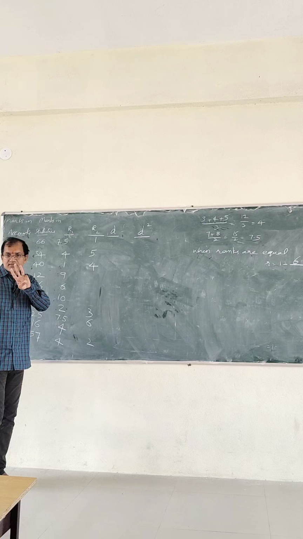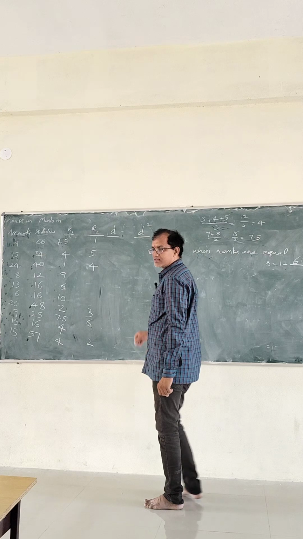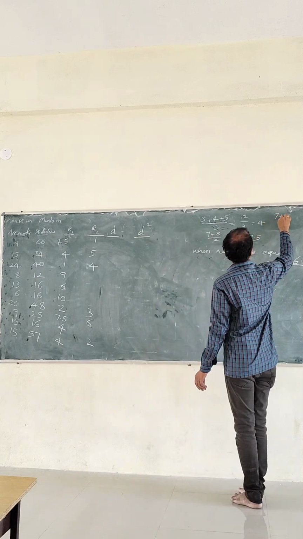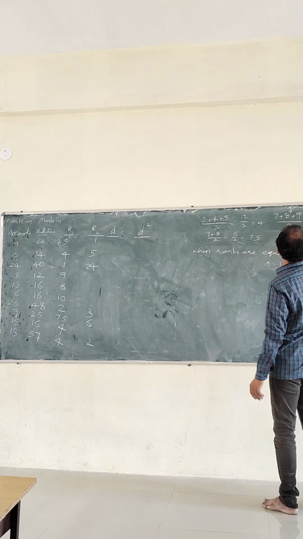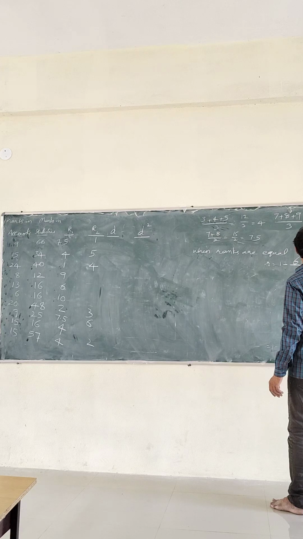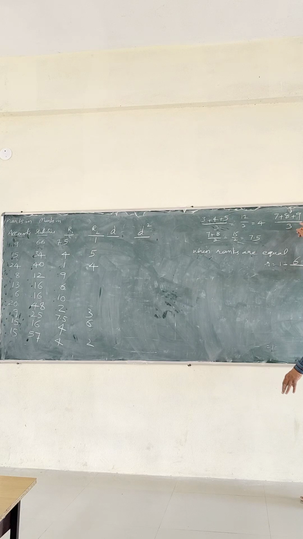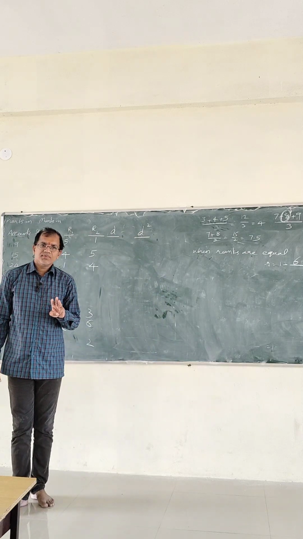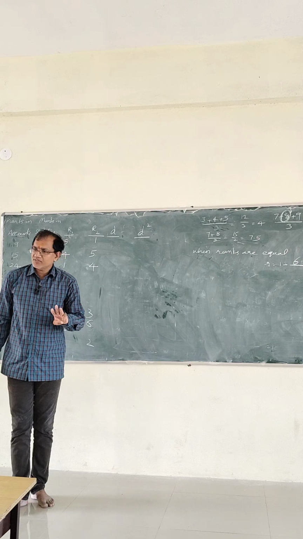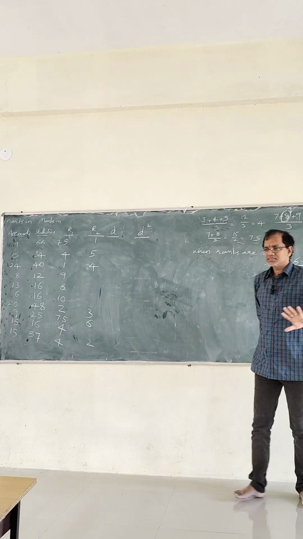What are the next ranks? 3 ranks you have to allot, 7, 8, and 9. By 3. 7 plus 8 is 15, 15 plus 9 is 24. 24 by 3 means 8. See, you remember one thing. When 3 numbers are there like this, directly the middle number is going to be the rank. Need not calculate, don't worry. When a number is repeated 3 times, next 3 ranks if you have to allot, the middle rank is going to be the average automatically. Remember it.